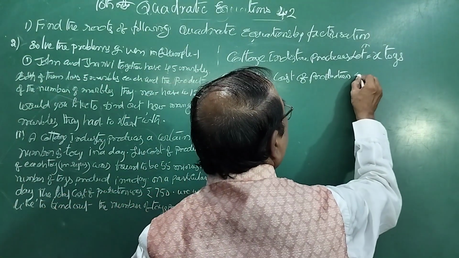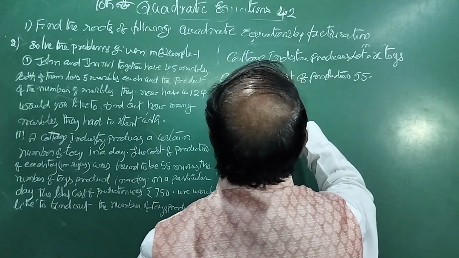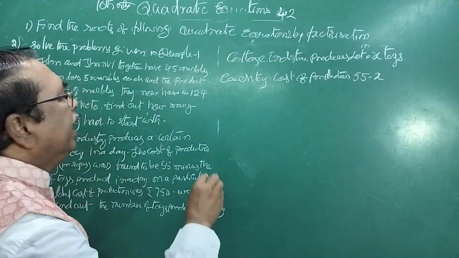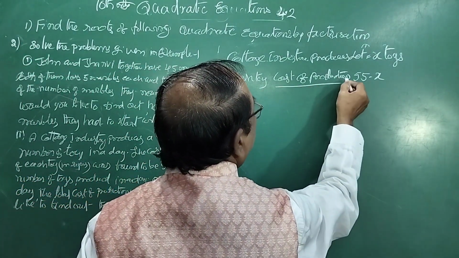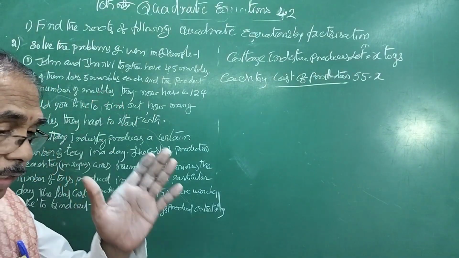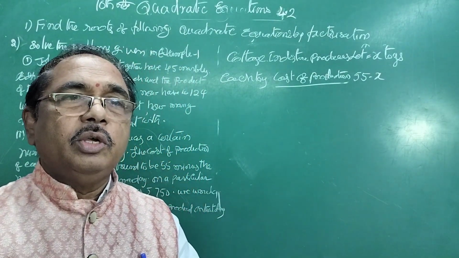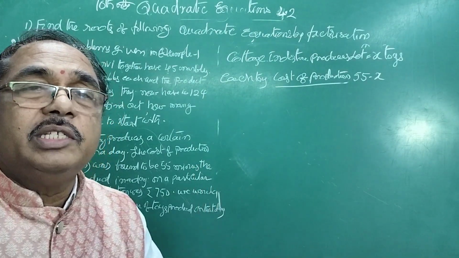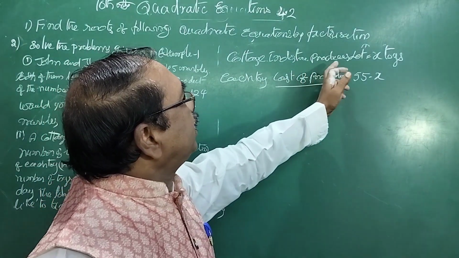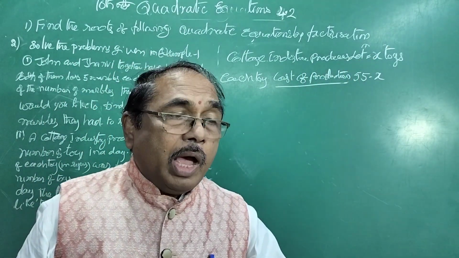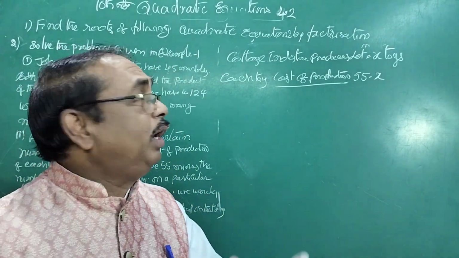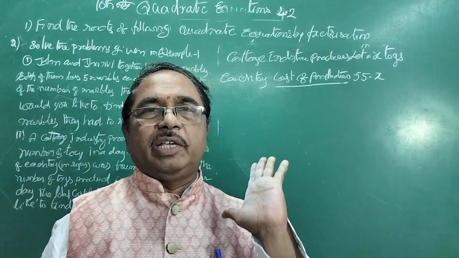55 minus the number of toys produced, how many? X. That is the cost of production of each toy. If they want to produce one toy, how much amount is needed? 55 minus X. What is X? X is the production each day, the number of toys. Each toy's cost is given.